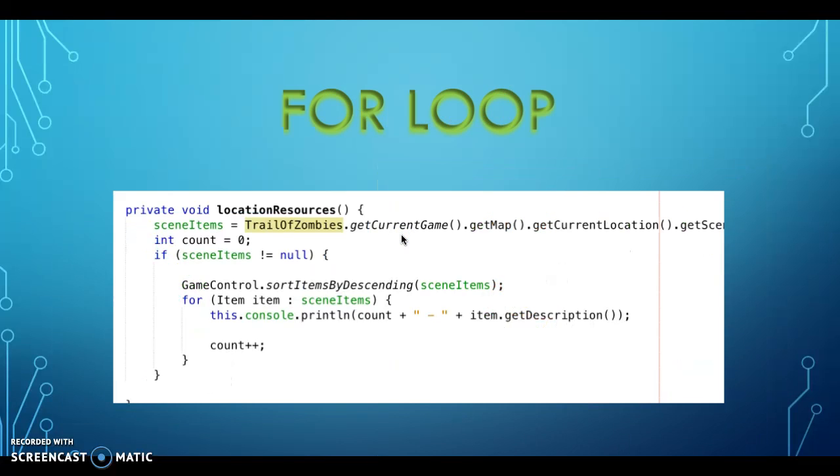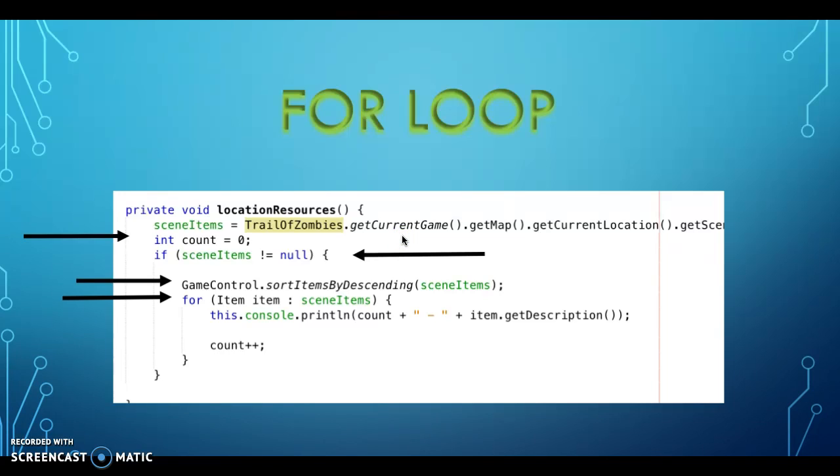This for loop is going to list all the items at this location. First, we set our count to 0. Second, we set a condition, which in this case is seen items is not null. Third, we call our sort function to put the items in alphabetical order.